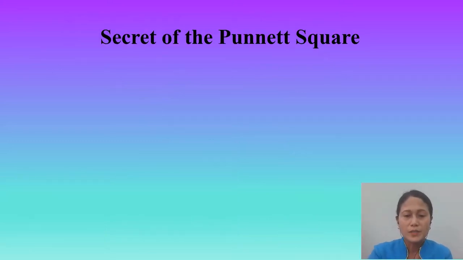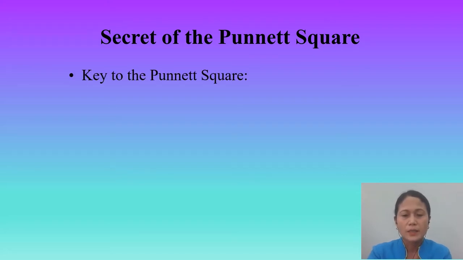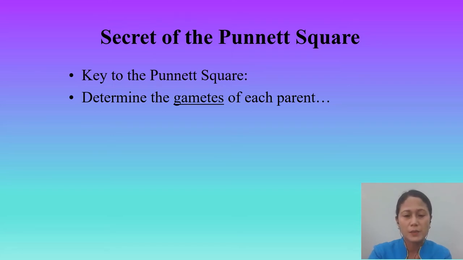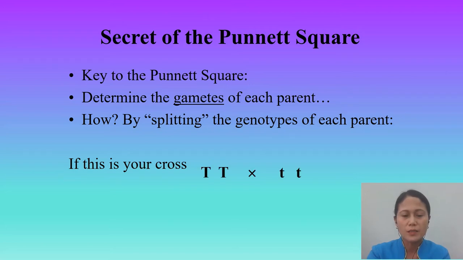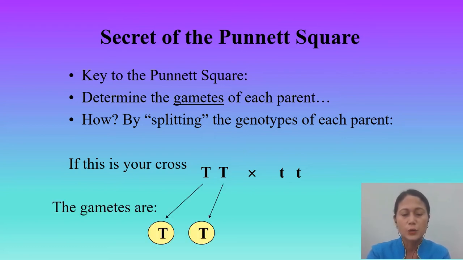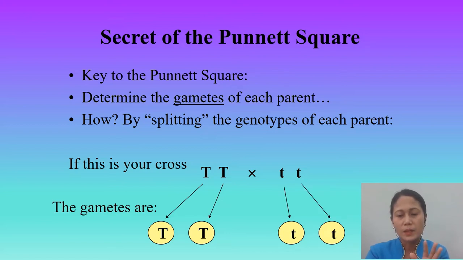Now let me reveal to you the secret of the Punnett square. Now the key to the Punnett square is first determine the gametes of each parent. How? By splitting the genotypes of each parent. If this is your cross, so you have homozygous for tall and homozygous for short, then you will have the gametes as two big T's. I mean like one big T, another big T, and then a small t and another small t. So these are all the gametes. You need to have all four gametes.